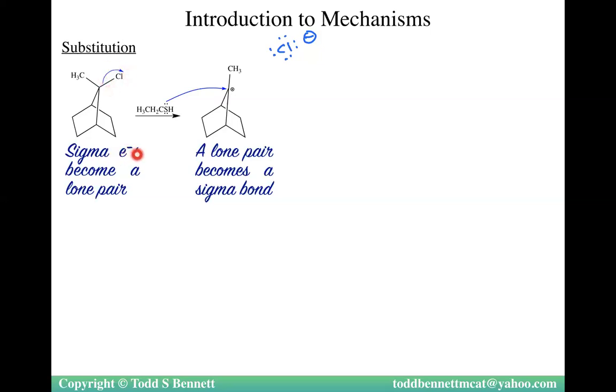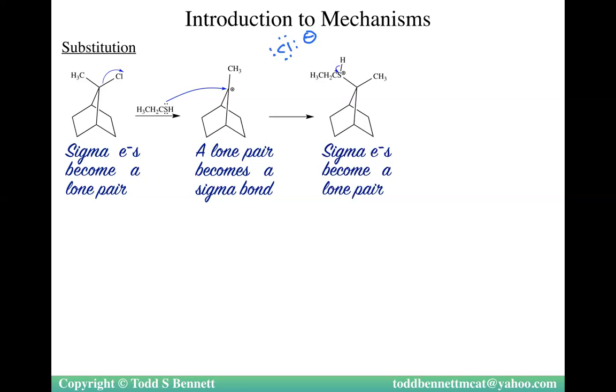Okay, so sigma electrons become a lone pair. The sigma bonding electrons become a lone pair. The lone pair now becomes a new sigma bond. But positive charges are not happy. So the electrons from here can come in right there, but something has to take it off. Depending on the conditions, I'm going to draw the Cl coming in and taking it off.